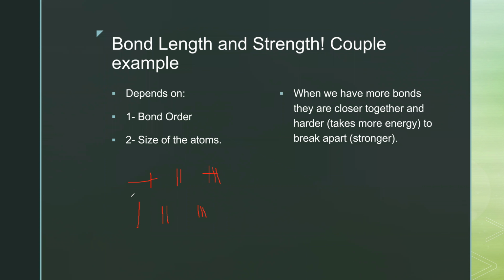So longest is going to be a single bond, double bond is going to be a little bit shorter, and triple bond is going to be the shortest. The triple bond is the hardest to break apart.